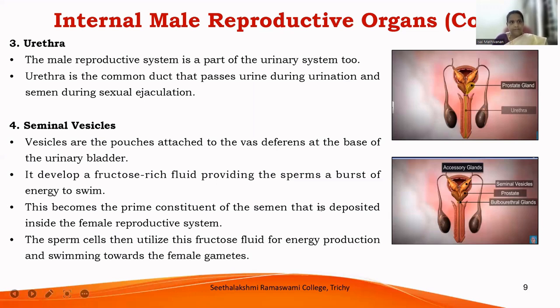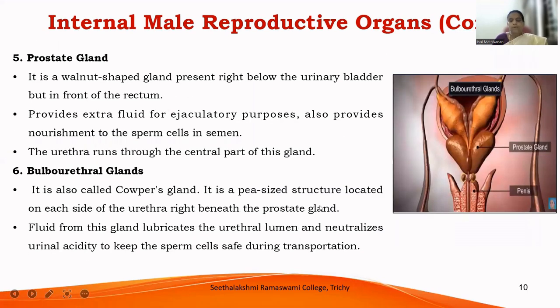And the next one is the prostate gland. The prostate gland is a walnut-shaped gland. This is the prostate gland. It is located right below the urinary bladder, in front of the rectum. It provides fluid for ejaculation, and it also provides nourishment to the sperm cells in semen. The urethra runs through the central part of this gland.